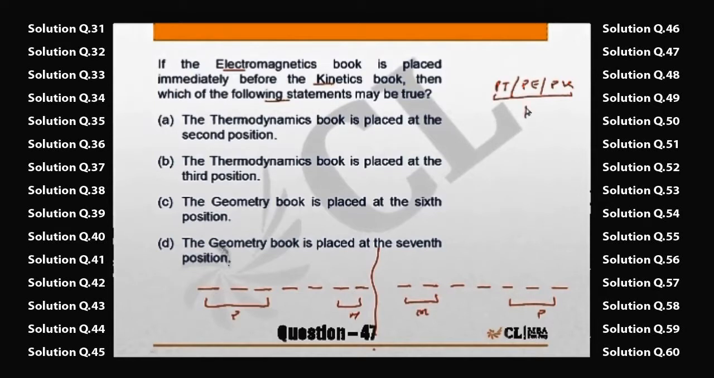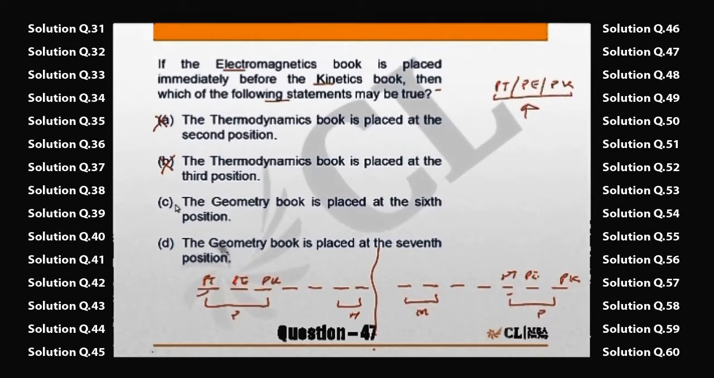Physics has to be placed this way. Statement A: the thermodynamics is placed in the second position. No, it cannot be. Thermodynamics can come either here, PT, PE and PK, or it will be PT, electromagnetics and kinetics. So statement A is incorrect. Thermodynamics cannot come in the second. Thermodynamics cannot come in the third also. It can come either in the first position or in the fifth position.